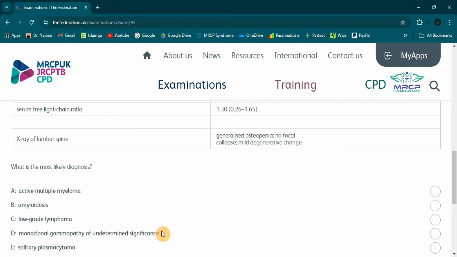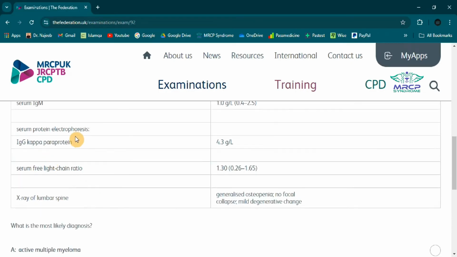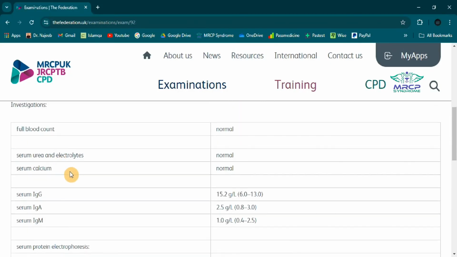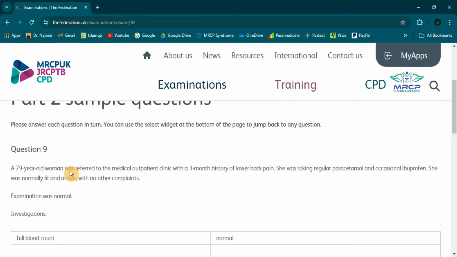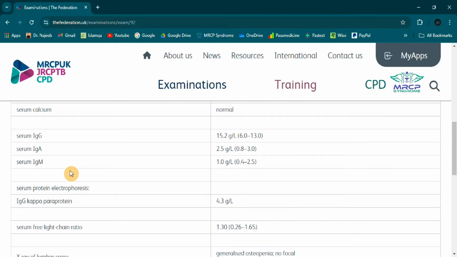This is characterized by the presence of a monoclonal paraprotein band with slight elevation greater than 3 gram per liter, but it will always be less than 30 gram. There will be no other evidence of hematological disorder, there would be no evidence of end organ damage, and usually the physical presentation will be normal.